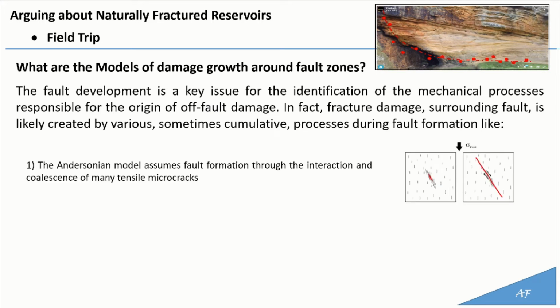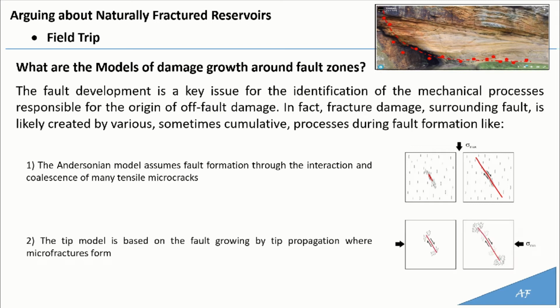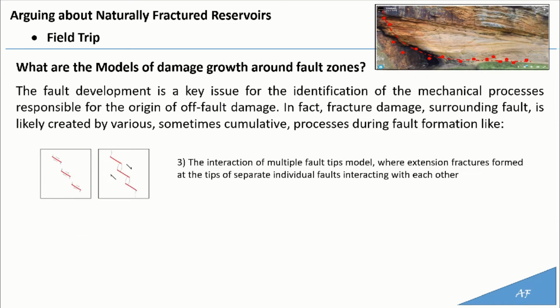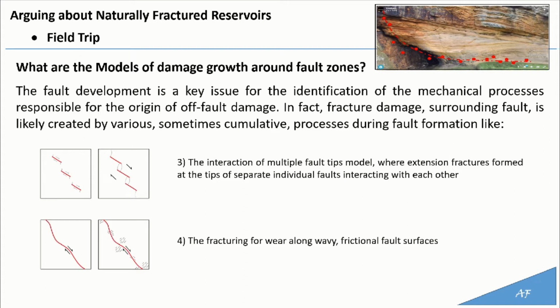For example, the Andersonian model that assumes fault formation through the interaction and coalescence of many tensile microcracks. The tip model that is based on the fault growing by tip propagation where microfractures form. The interaction of multiple fault tips model, where extension fractures formed at the tips of separate individual faults interact with each other. And the fracturing for wear along wavy frictional fault surfaces.